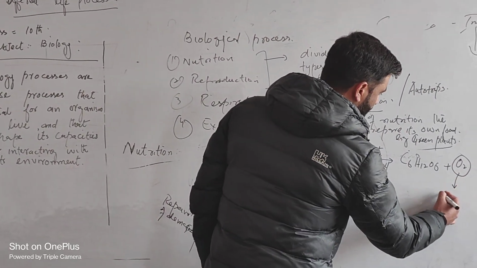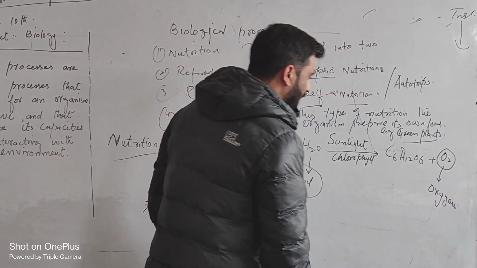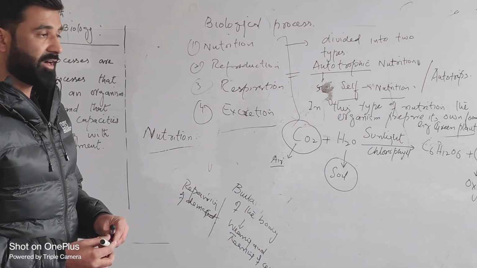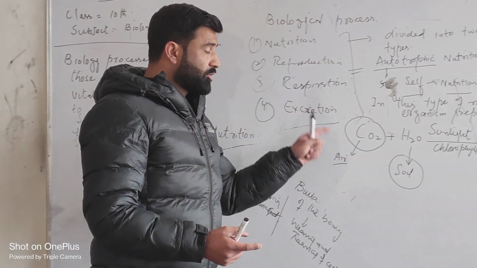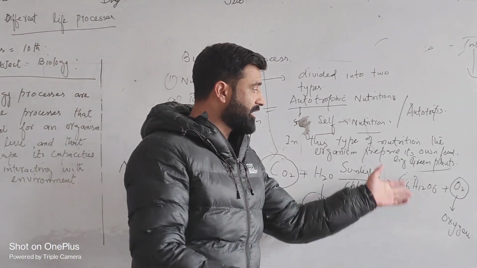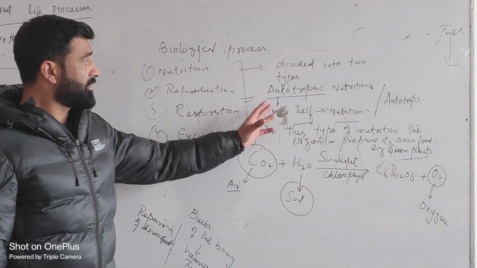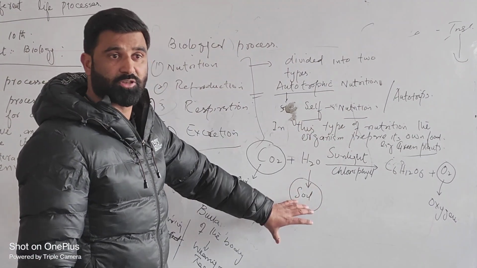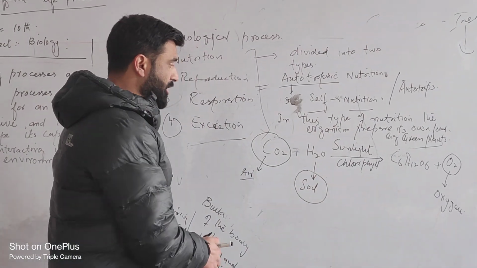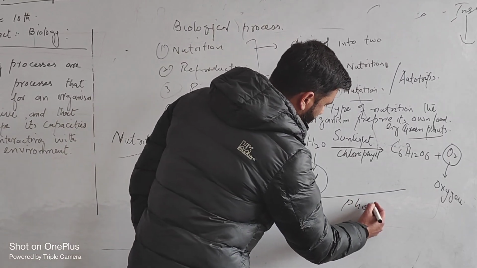So that is oxygen. That is why we say that green plants utilize the carbon dioxide. They absorb the carbon dioxide and release the oxygen. It happens during photosynthesis. This whole process is also called photosynthesis.